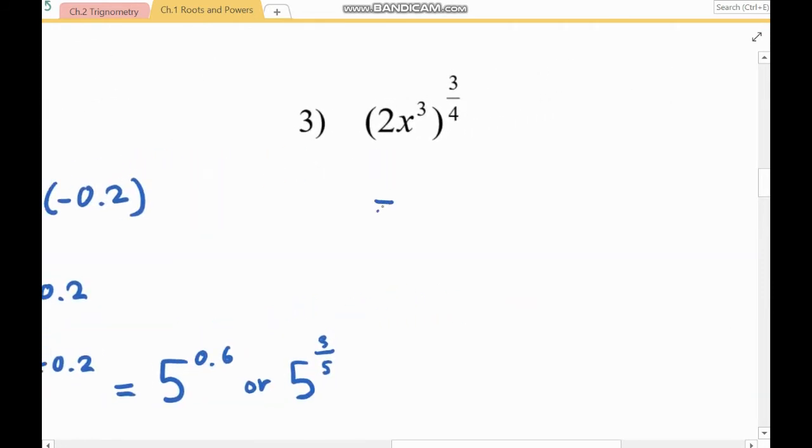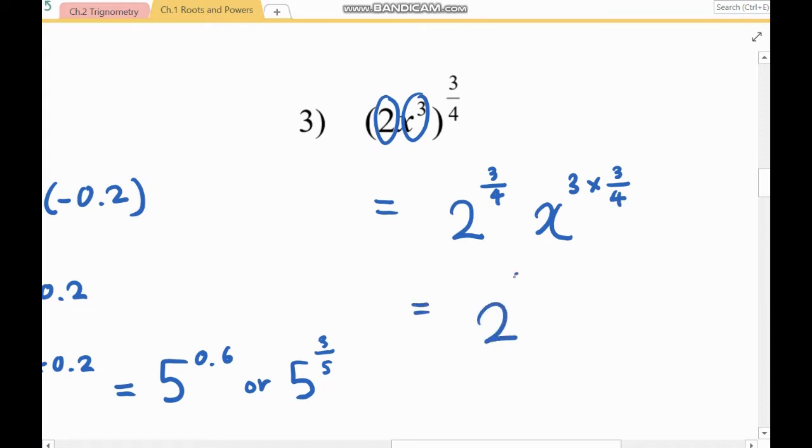Here, you have two items, so that will be 2 to the power of 3 over 4, x to the power of 3 times 3 over 4, right? So 2 to the power of 3 over 4, x to the power of 3 times 3 over 4. 3 is the same as 3 over 1, right? 3 times 3 is 9, 1 times 4 is 4. So this is the answer.